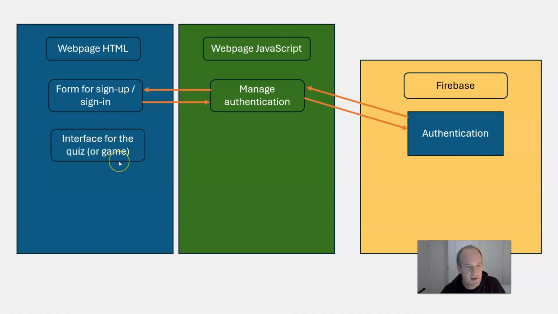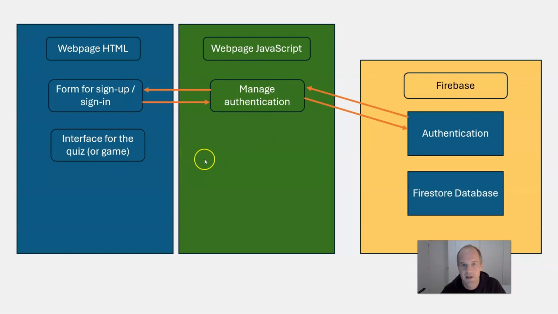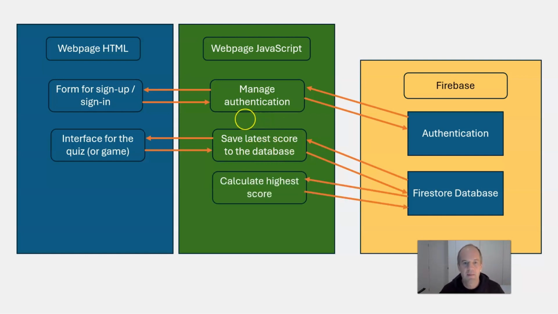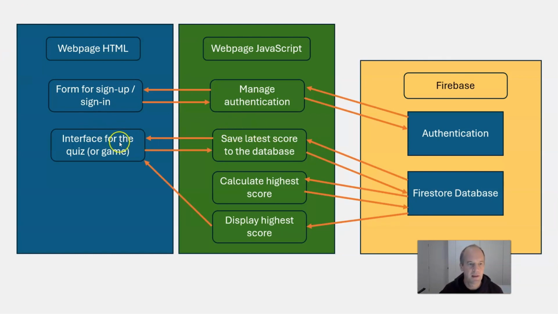We also need some sort of interface for the game, and in this video I'm going to use examples that I've already done in other videos, both for authentication and for a JavaScript quiz that gives the user a number of points. And then we're going to set up a Firestore database in Firebase and look at the JavaScript for saving that score from the quiz to our Firestore database so that we can calculate a highest score and display the current score and the highest score to the user in the web HTML front end. So that's what we're going to demonstrate in this video.